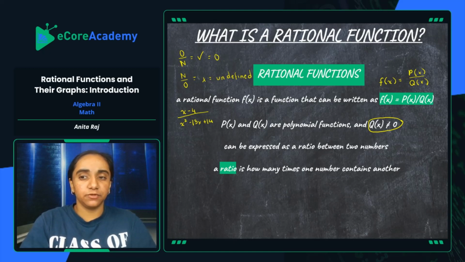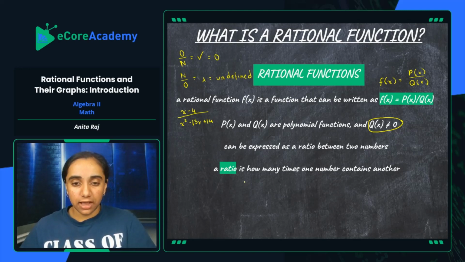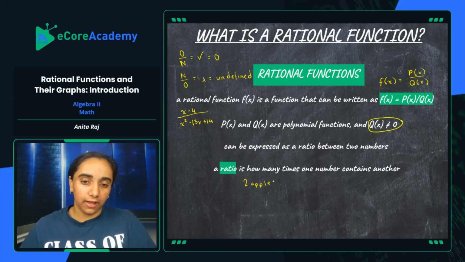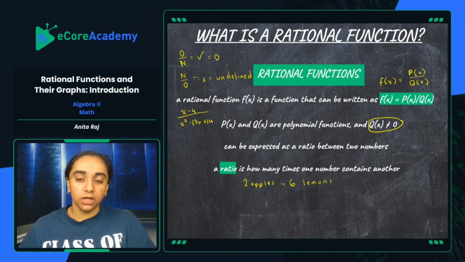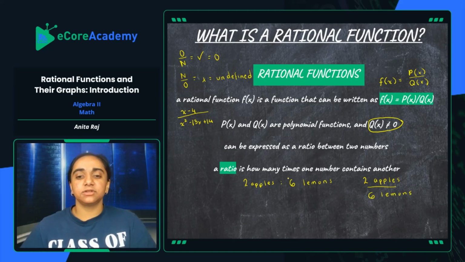So my best example for this is apples and lemons, because I saw this somewhere on the internet. Let's say you have 2 apples, and for every 2 apples you have 6 lemons. Keep in mind that I wrote this with a colon in between, but you can also write this as a fraction: 2 apples over 6 lemons. So for every 6 lemons, you have 2 apples. That's pretty much what this ratio represents.